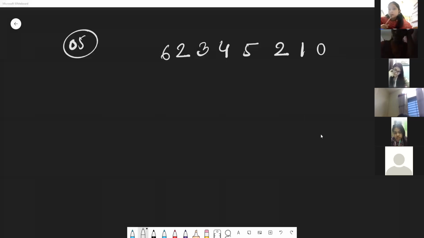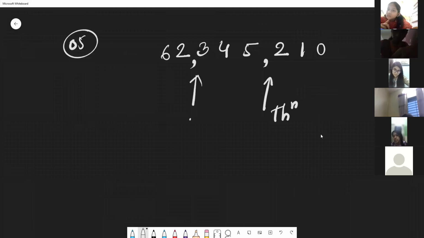62,345,210. Okay. First, in the international system, it's very easy. Just put the comma after every 3 digits from right to left. 1, 2, 3: this is the first comma, and 1, 2, 3: this is the second comma. First comma for thousand, second comma for million. So it's 62 million.